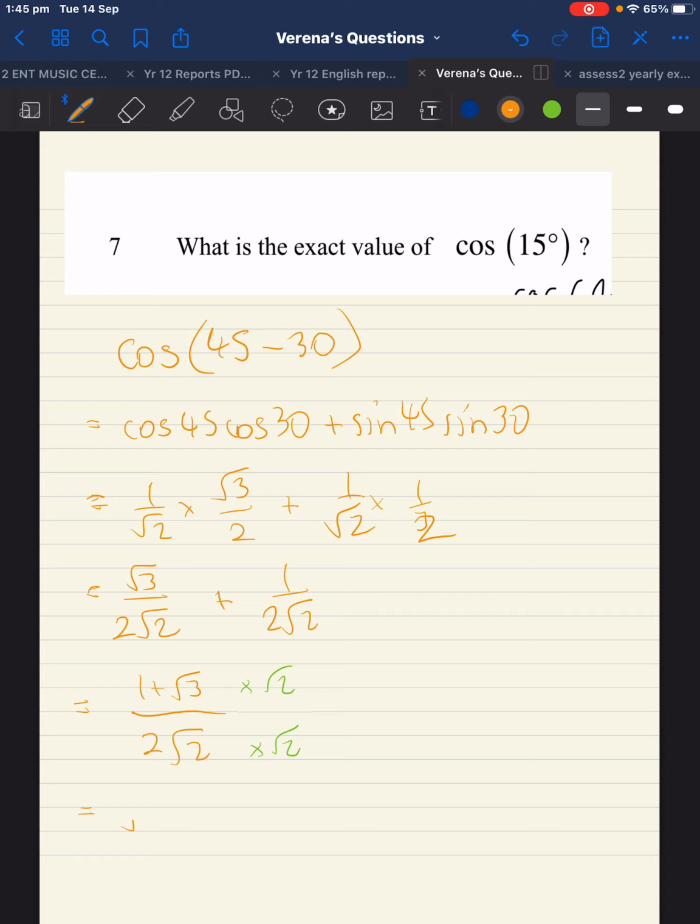And doing that ends up giving us a root 2 plus root 6 on top, and a 2 on the bottom, since root 2 squared gives you 2. I don't remember which letter it is, but this is one of the solutions that was given for question 7.